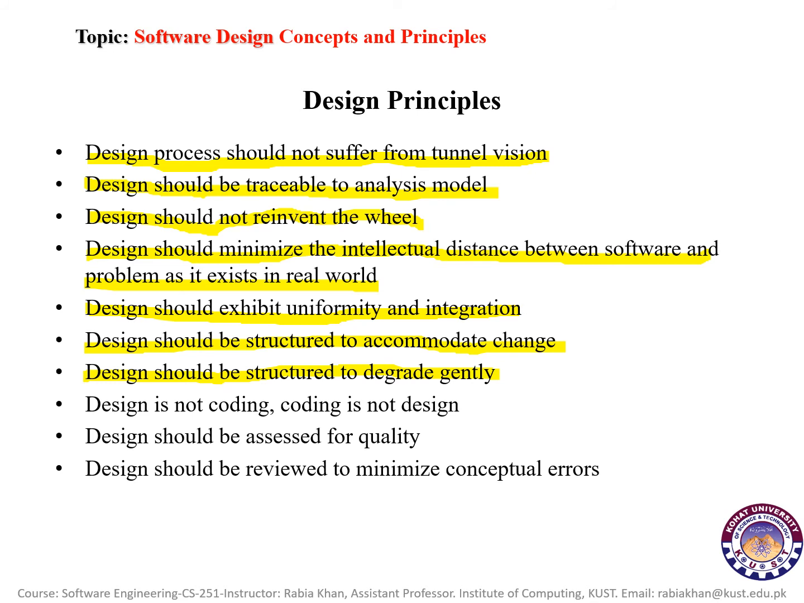This is a very important principle. Design is not coding, and coding is not design. Even when detailed procedural designs are created for program components, the level of abstraction of the design model is higher than the source code. The only design decisions made at the coding level address the small implementation details that enable the procedural design to be coded.